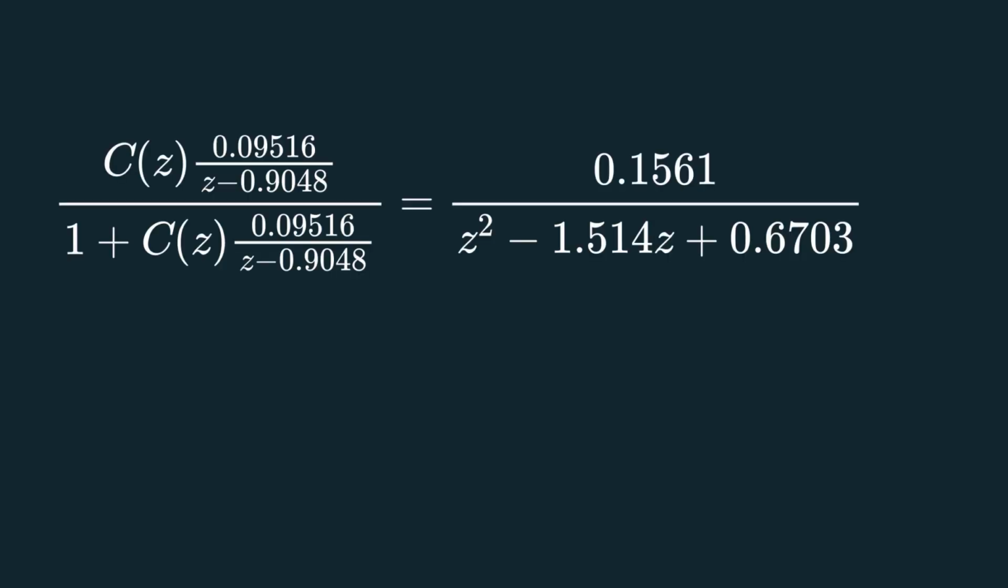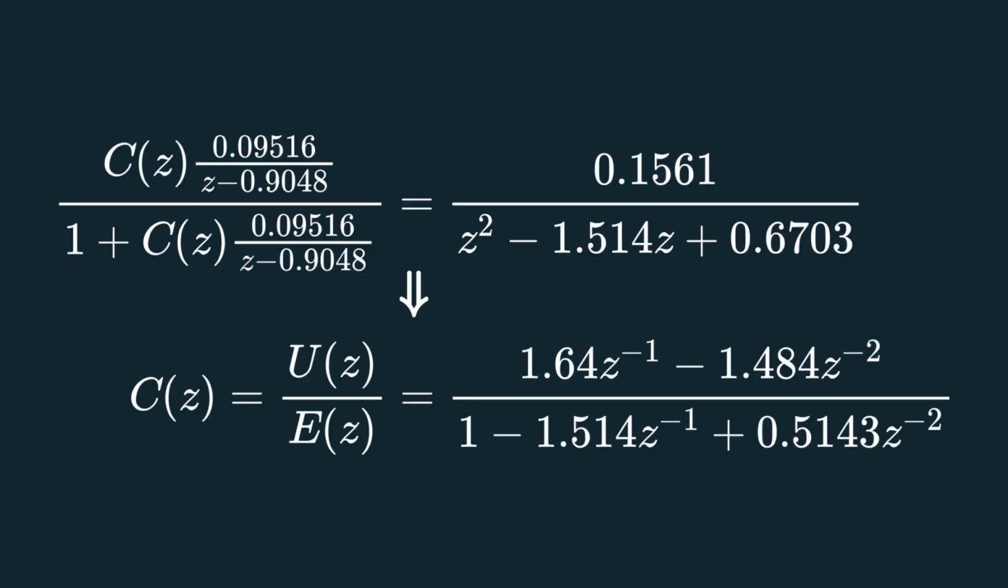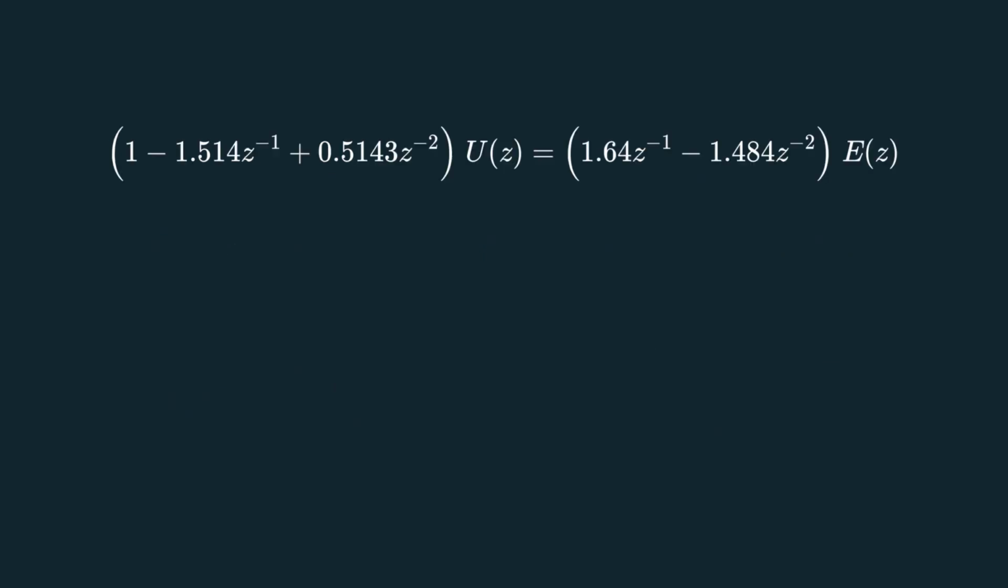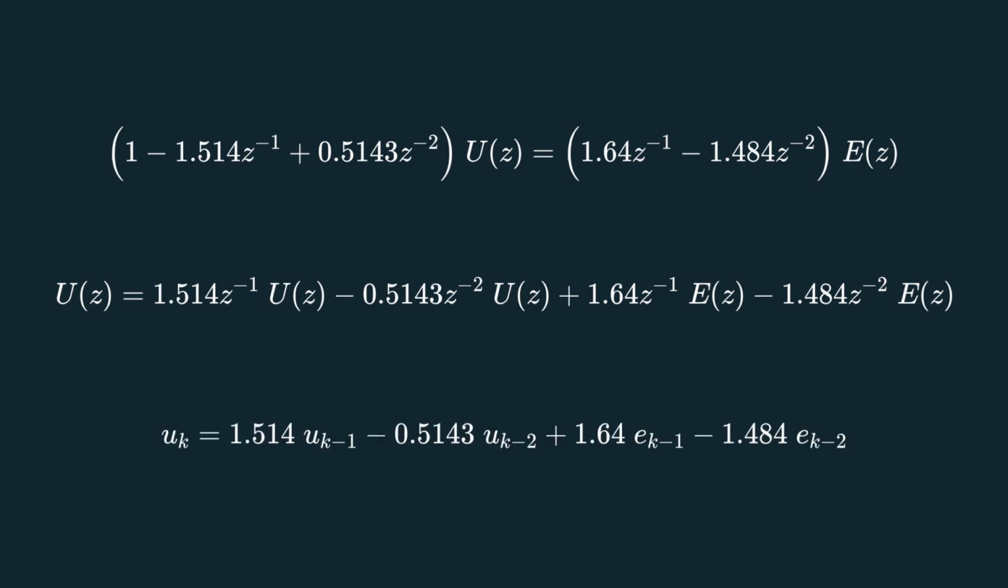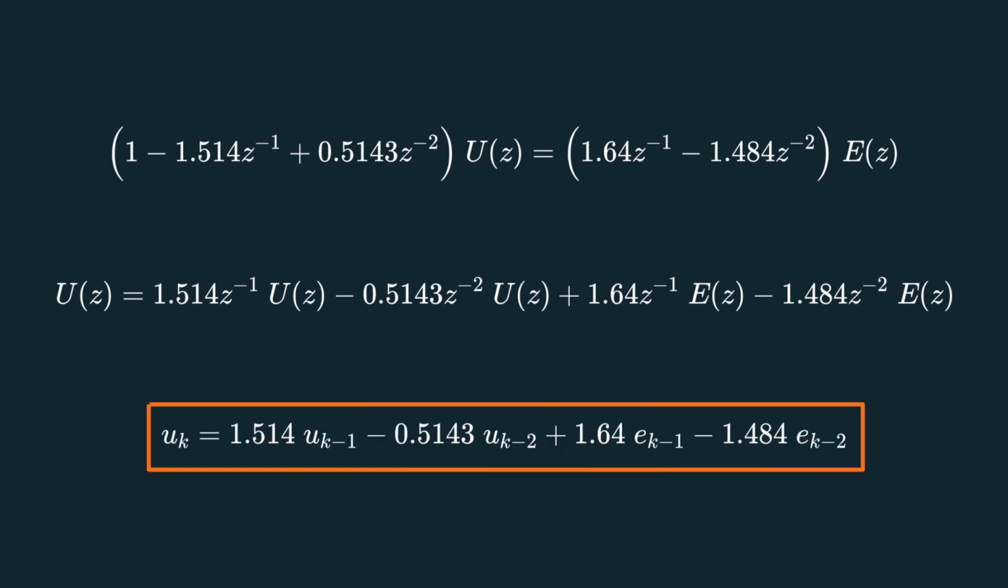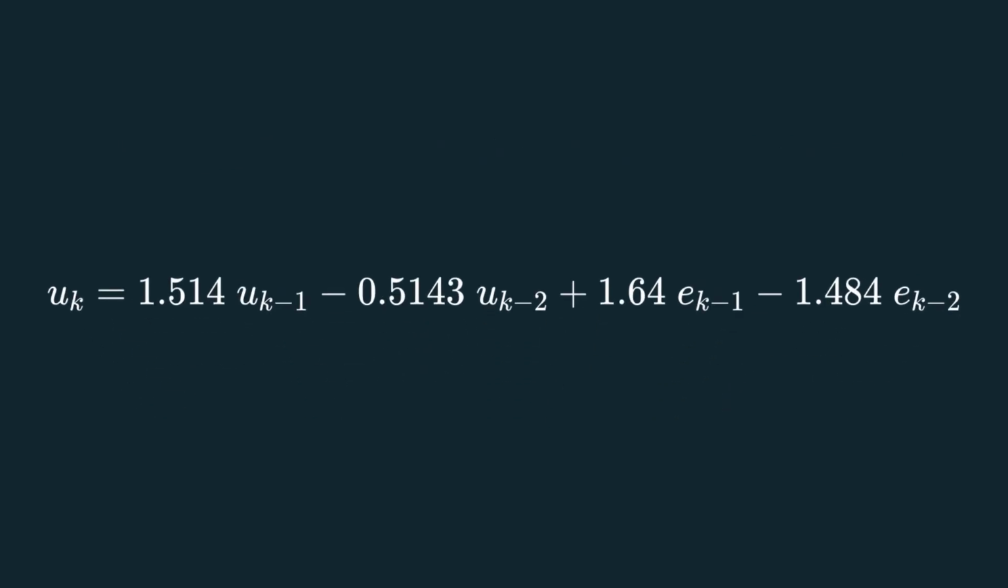The final step is to find the expression of the controller, which can be obtained from the formula of the closed-loop transfer function. By cross-multiplying, simplifying, and then taking the inverse Z transform, we get the expression of the numerical algorithm. As the output of the controller relies only on past values of both the output and the error, it can be implemented on a microcontroller.